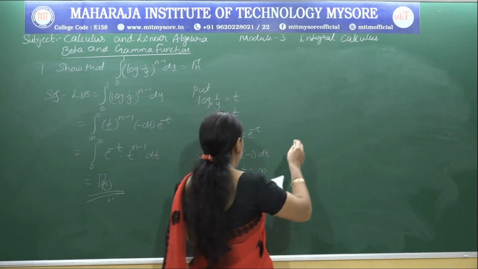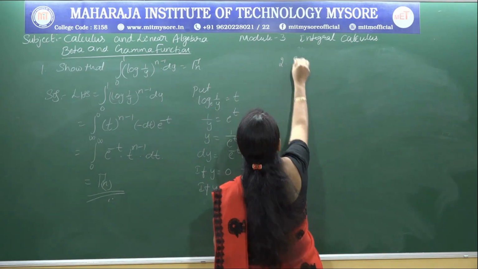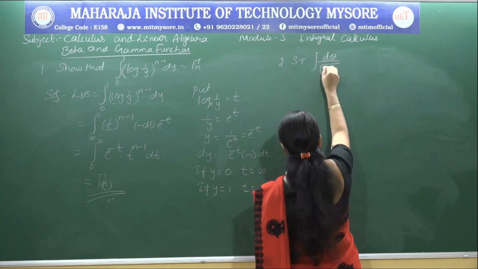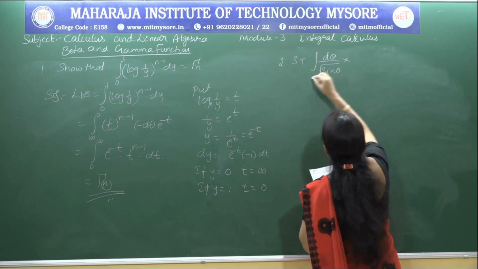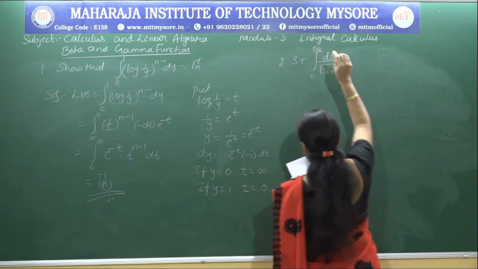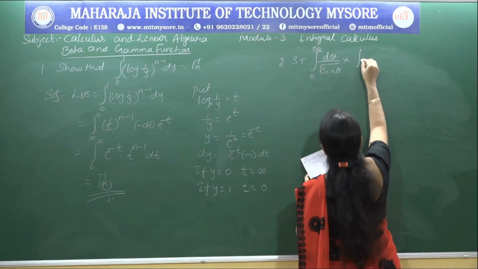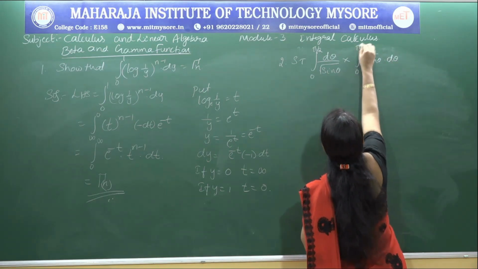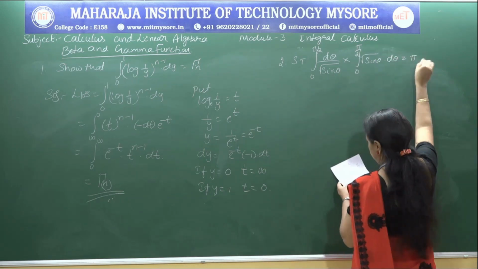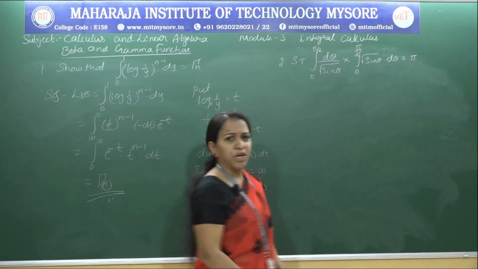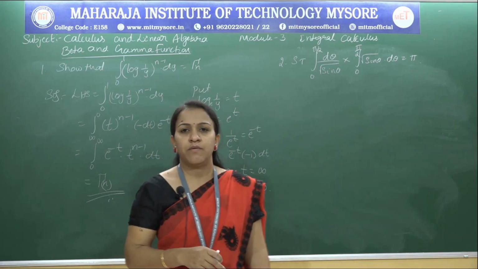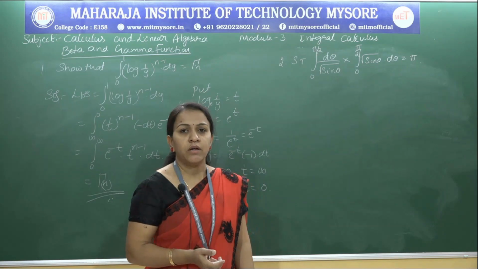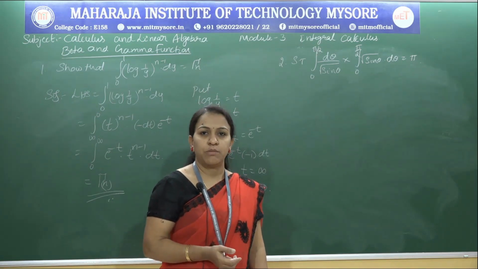Okay, now the second problem, show that integral of d theta by root sin theta between the limit 0 to pi by 2 into integral of root sin theta d theta between the limit 0 to pi by 2 is pi. So, I am not separating first as a beta and then as a gamma function. I mix both the problems so that you will be clear with the beta and gamma function formulas, right?